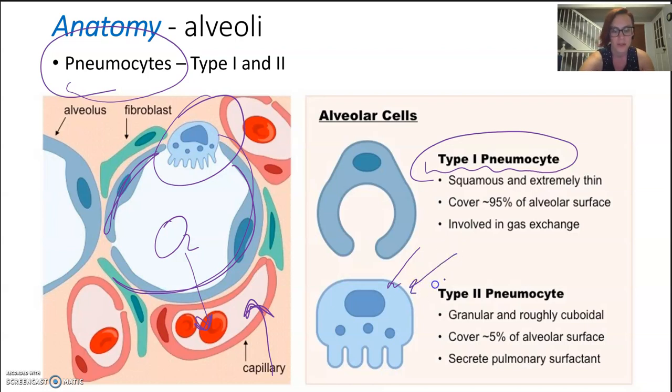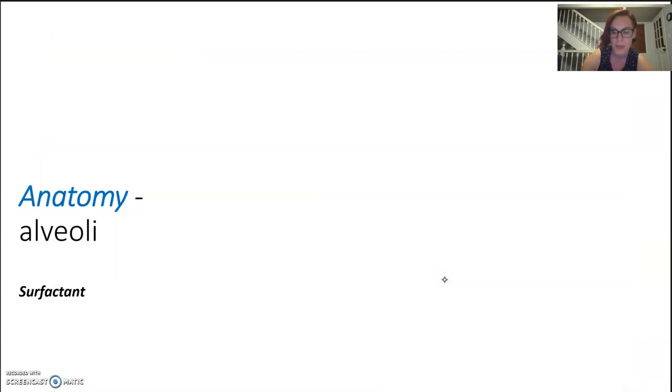These type 2 pneumocytes, however, have a slightly different job and they have a slightly different shape, obviously. They're a lot more round. They only take up about 5% of the surface area of that alveoli. They secrete a fluid which coats the inside of the alveoli, which has surfactant in it. So let's talk a bit more about that.